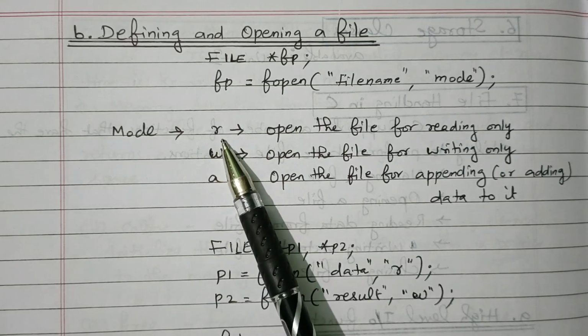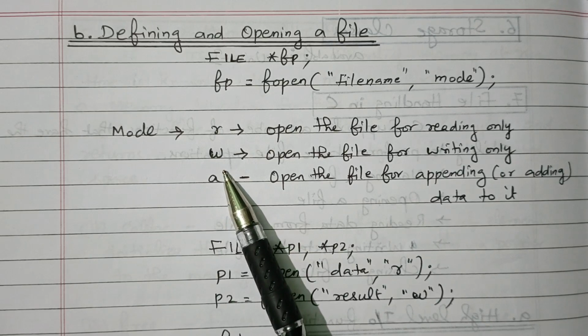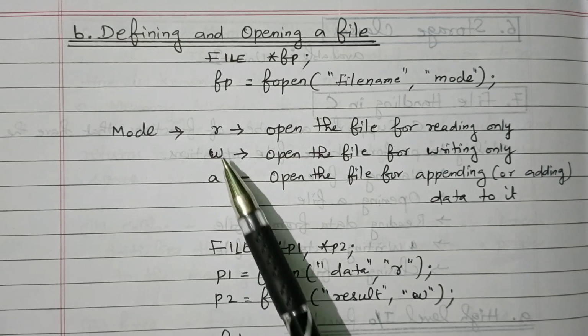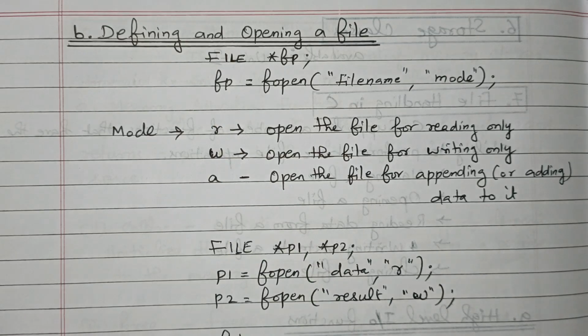So r means read the data. w means write the data; earlier available data is erased. a means earlier available data is kept and new data will be added. So according to our requirement we can open, right?